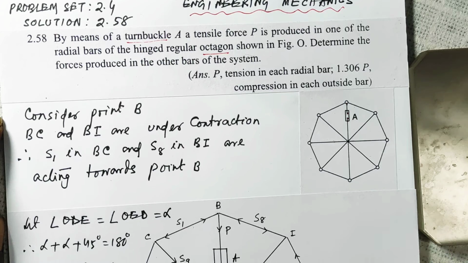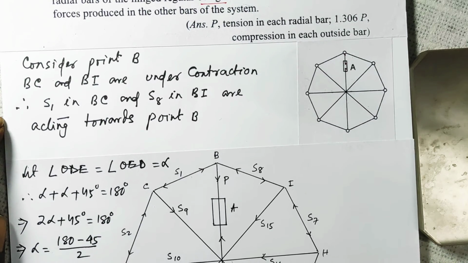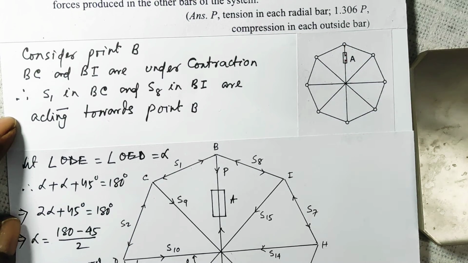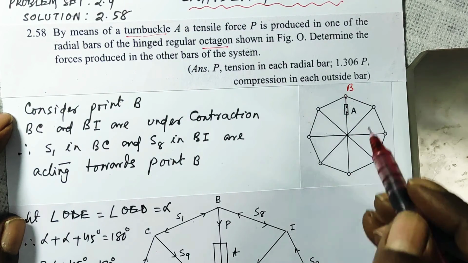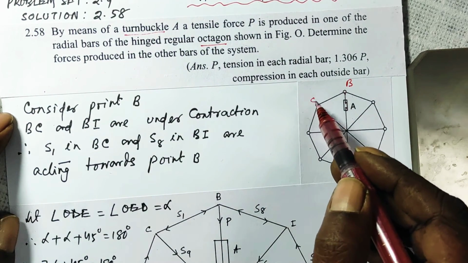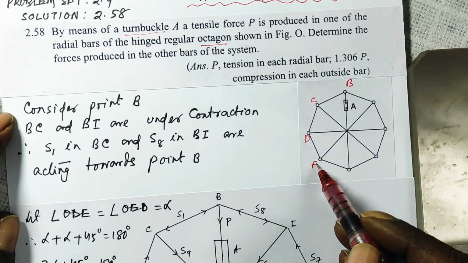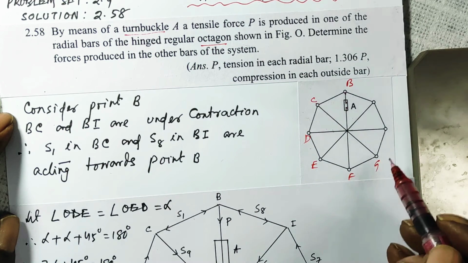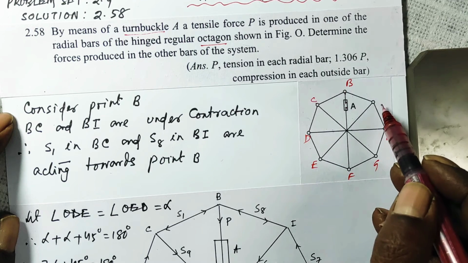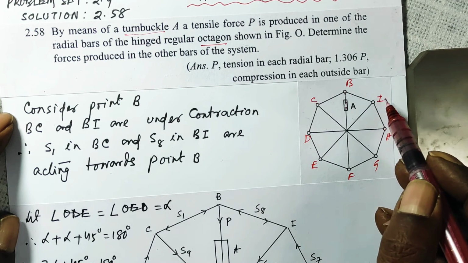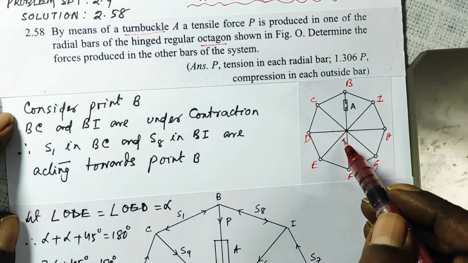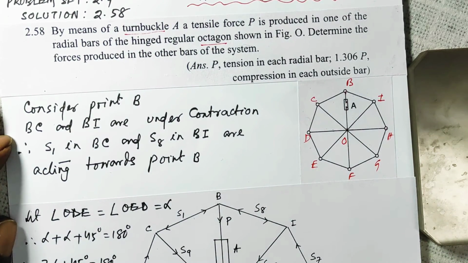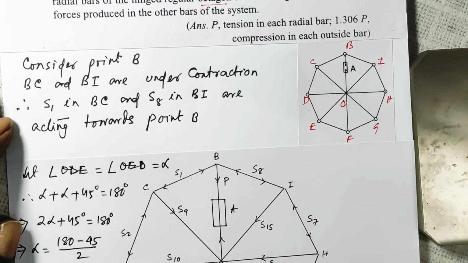Now, I have redrawn the diagram. Let this point be B, this C, D, E, F, G. This point is H and this point is I. I started with B because this is given as A. Let this point be O. So, consider the point B.